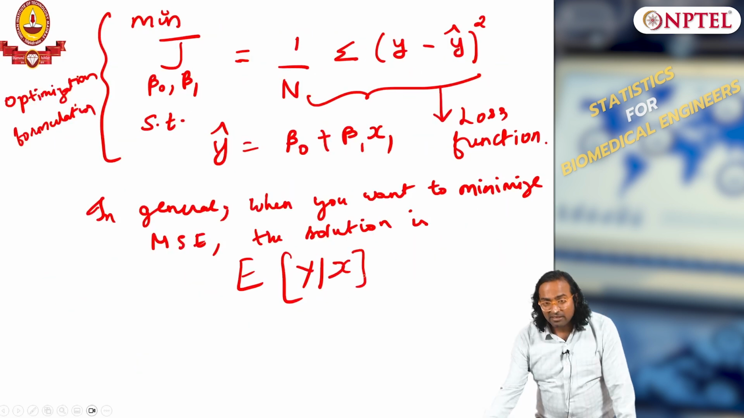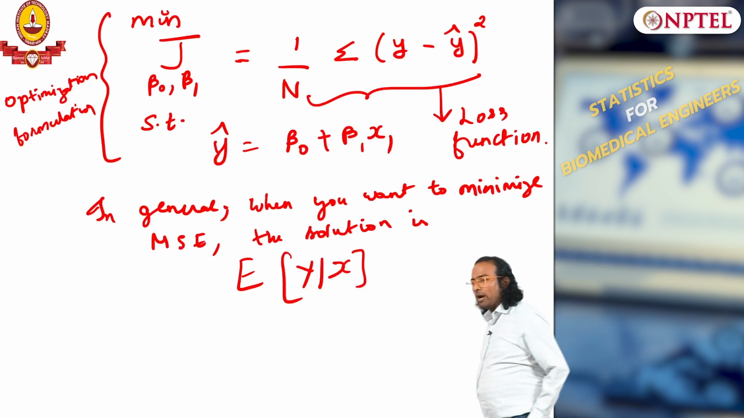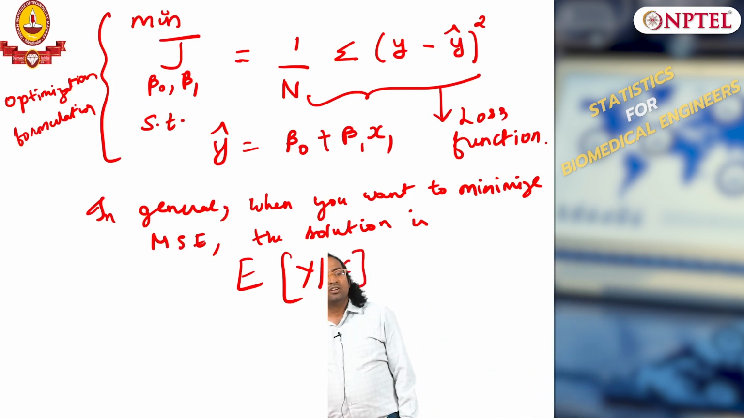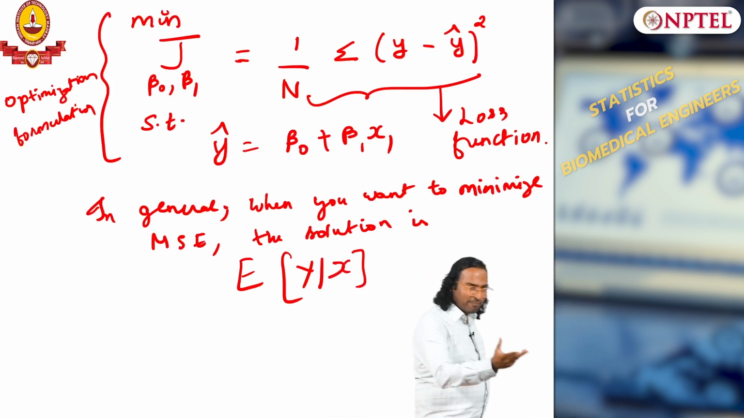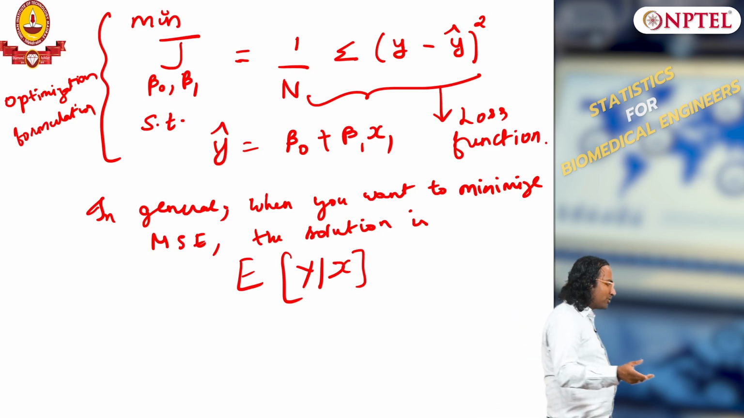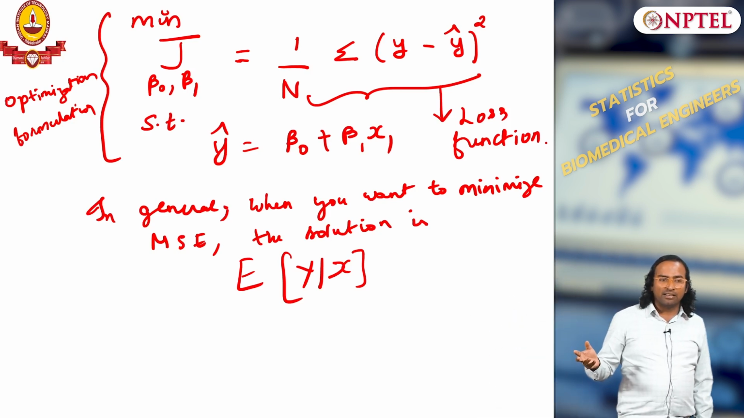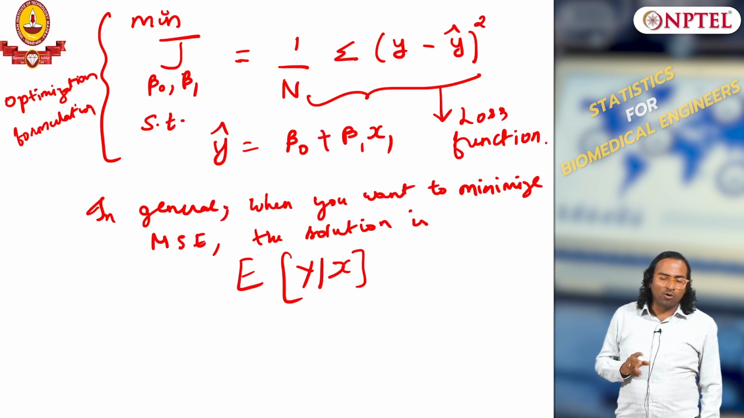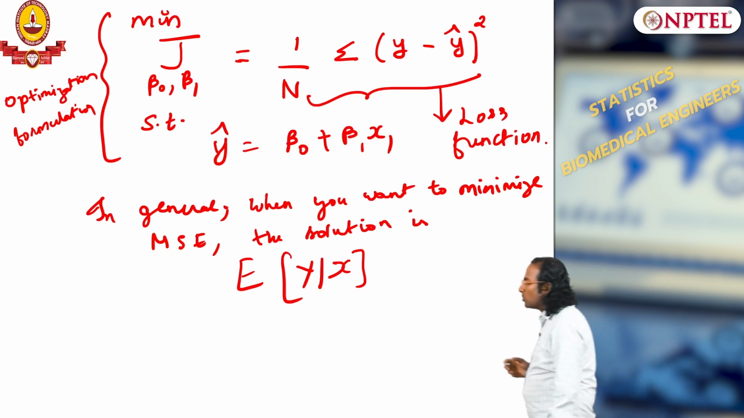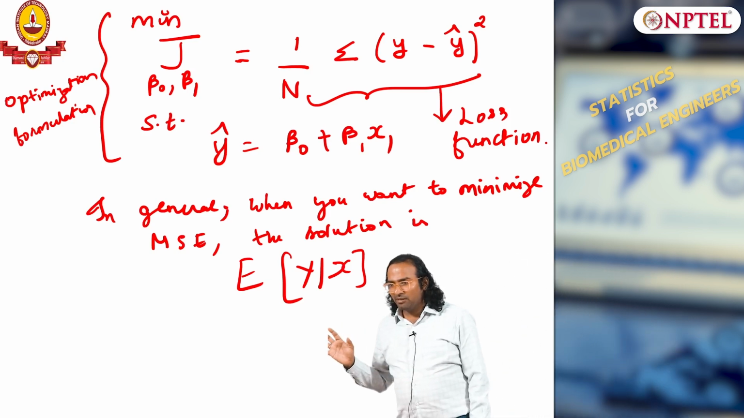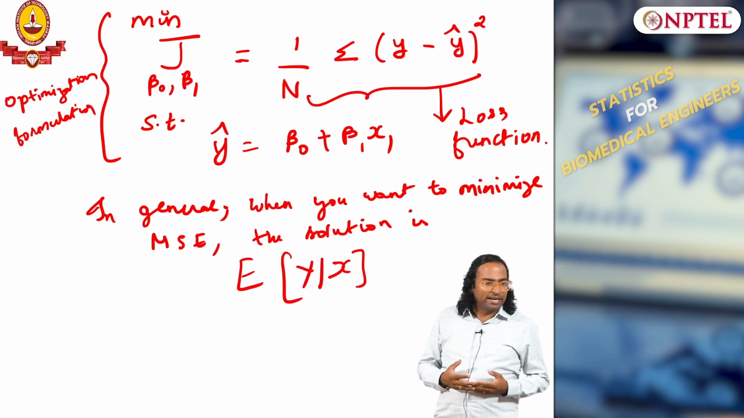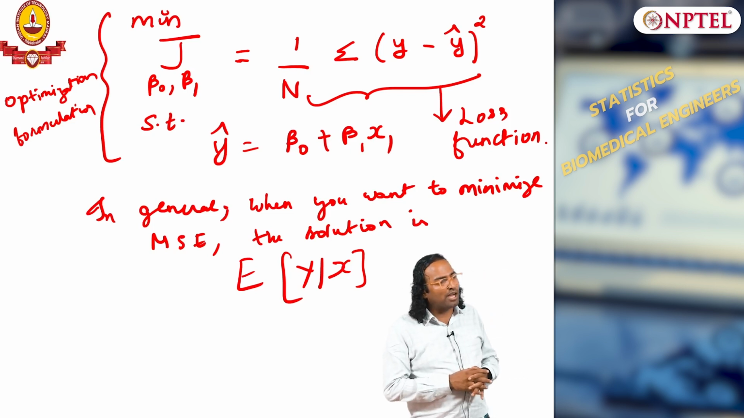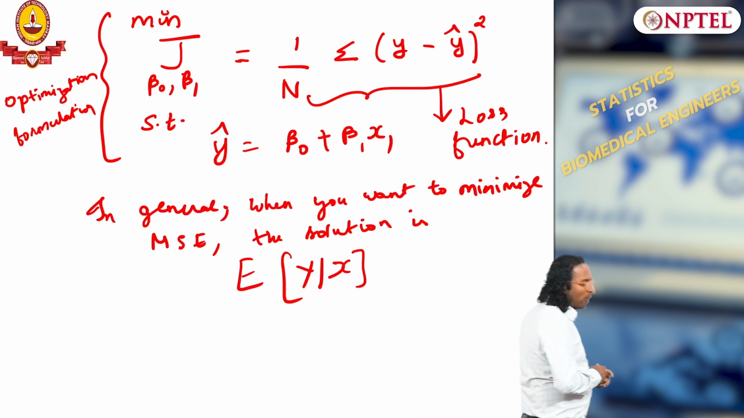We know that in general when you minimize the squared error, the solution is going to be the mean. That is what we derived in the earlier sessions: when you minimize a squared error, the solution is nothing but the mean. So what are we trying to predict? We are trying to figure out the average value of y.